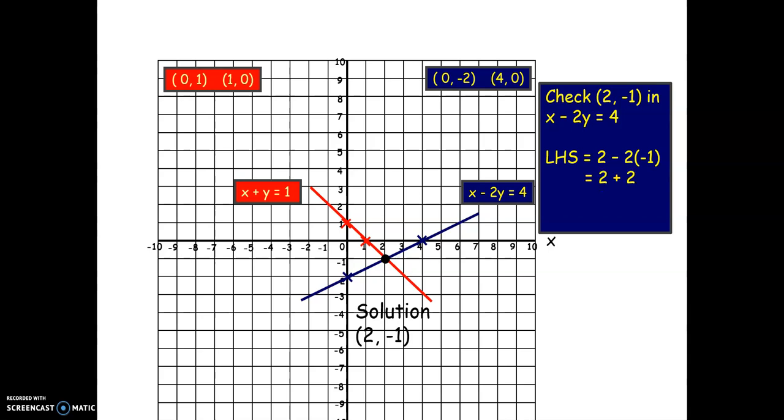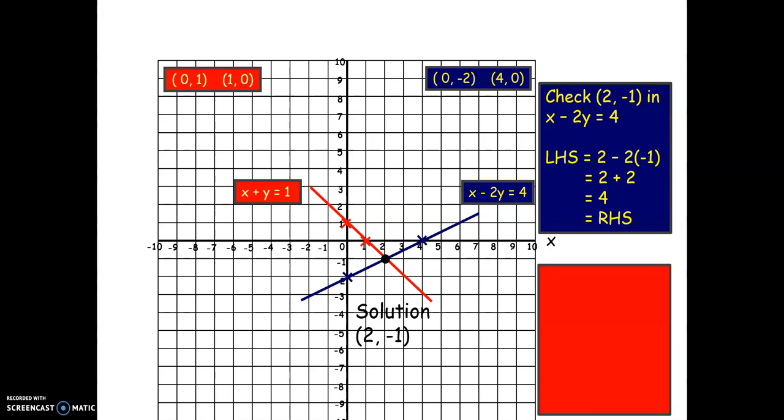This becomes 2 plus 2, which is 4. And if we check the right-hand side of the equation, this equals the right-hand side. So we know that that point is correct. We could have done that with the other line, x plus y equals 1 instead.